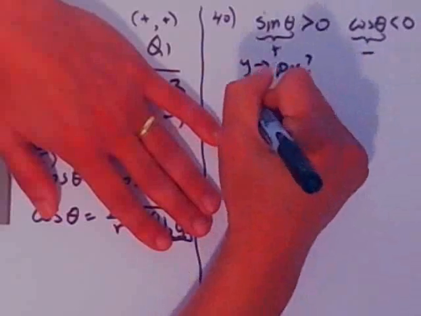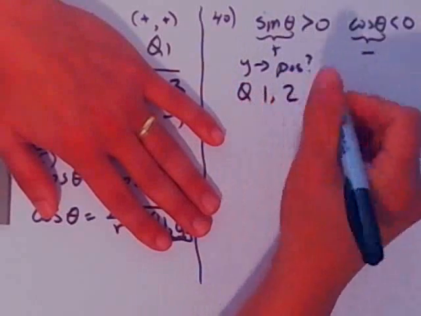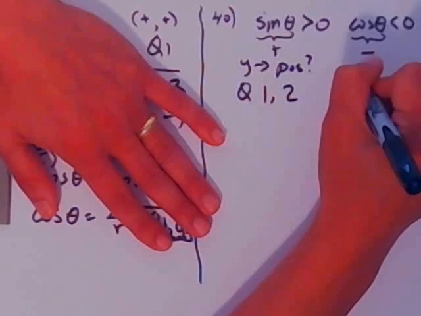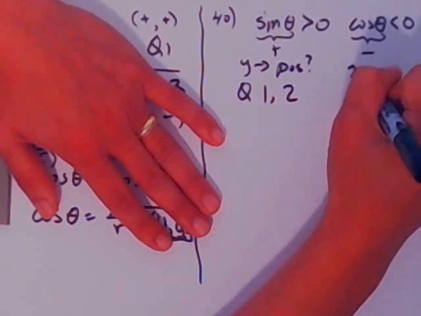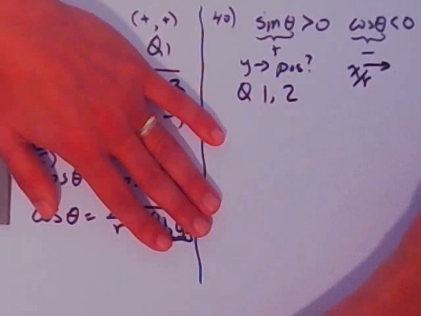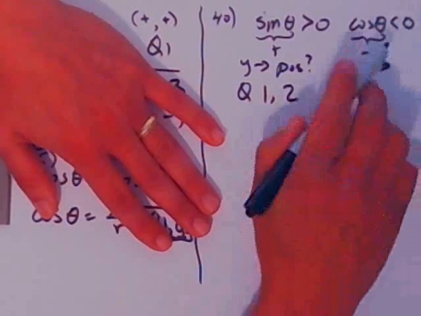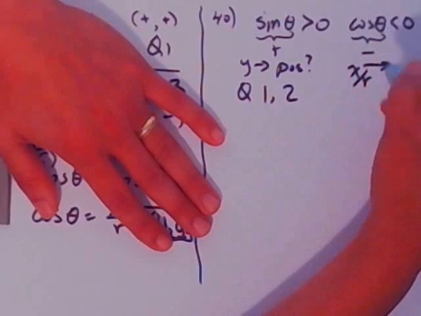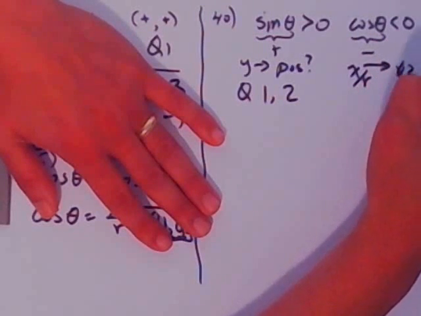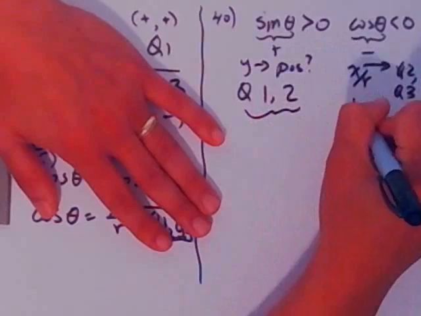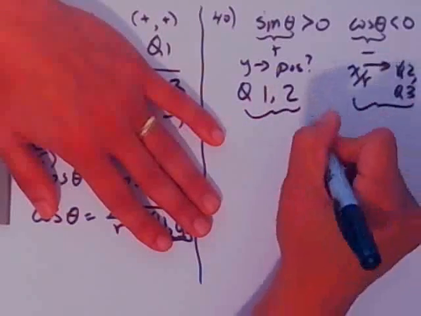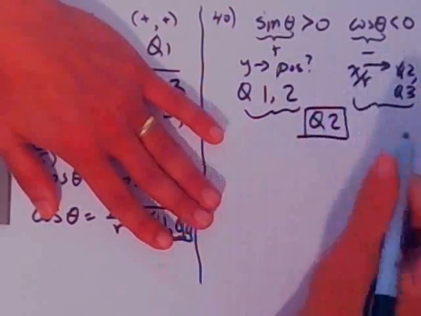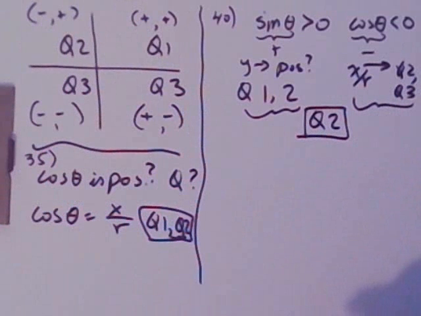It's going to be quadrant 1, comma 2. For this one right here, cosine is the x, because it's x over r. We're looking at the x value. Where is it negative, or less than 0? It's going to be negative in quadrant 2, comma 3. And here, where do they overlap? 1, 2, 2, 3. It's going to be quadrant 2. Takes a little bit of practice. You can kind of see where it's going for a lot of these problems.